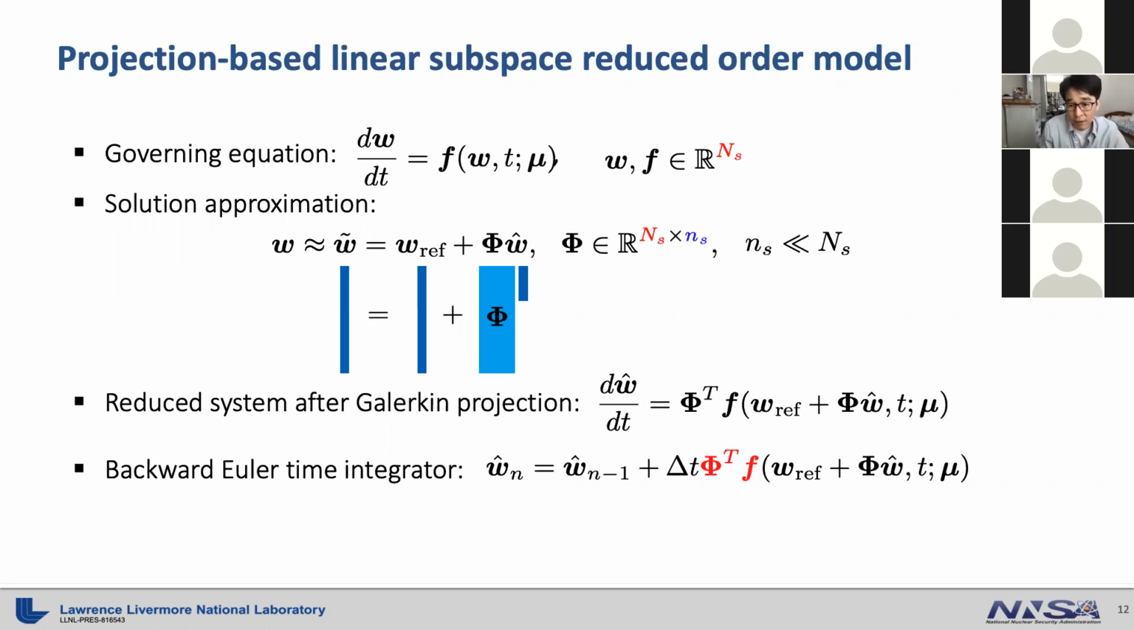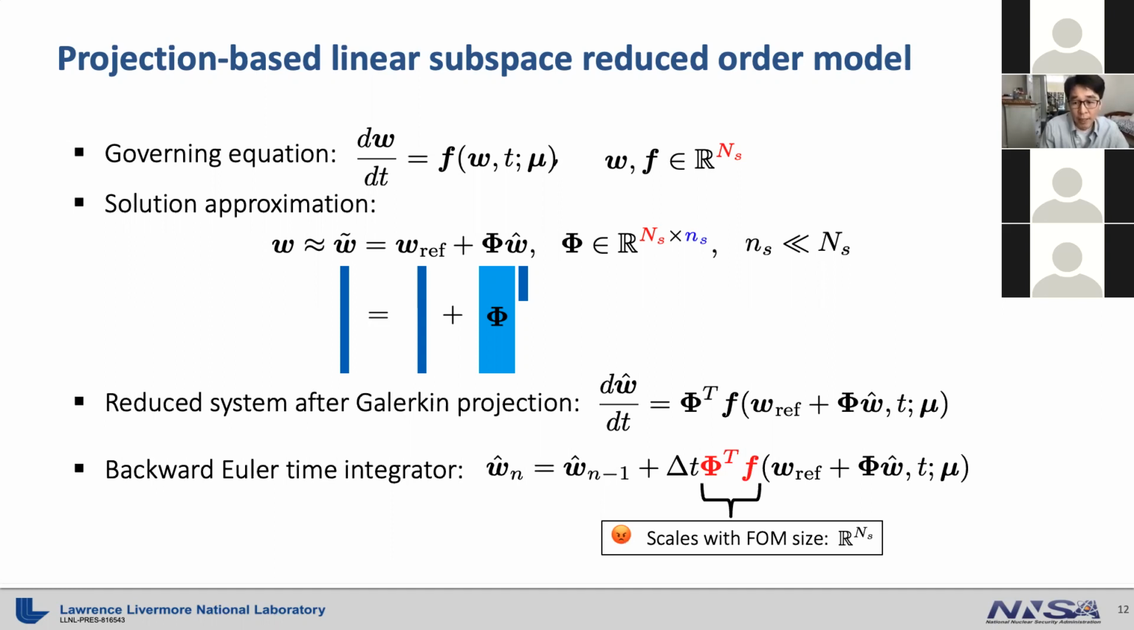This gives us the fully discretized reduced nonlinear system of equations you have to solve in every time step. By the way, you have to treat the nonlinear terms here properly. Otherwise, the projection-based reduced model will be slower than the full order model.